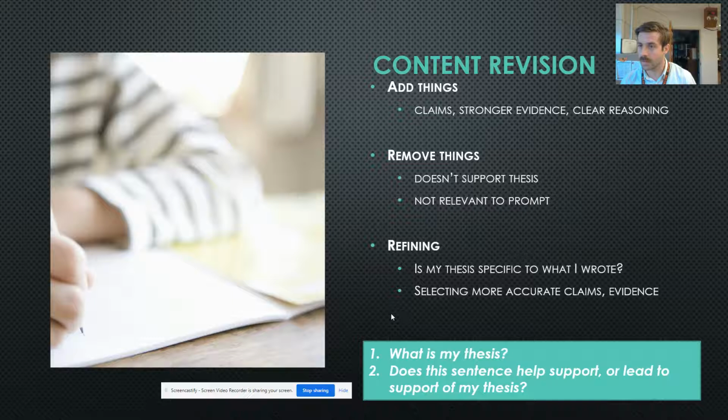My two questions that I ask for content revisions: number one, before any sentence, I think back to, okay, what is my thesis? What am I trying to prove? And then literally sentence by sentence, I ask, does this sentence help support, or lead directly to support of my thesis? If the answer is no, you probably need to remove it or refine it. Make sure that it is pointing back. Is this getting to my main idea, my controlling idea?